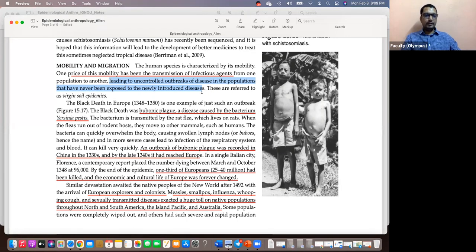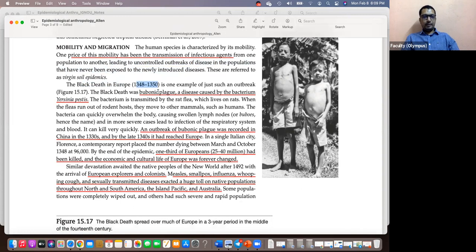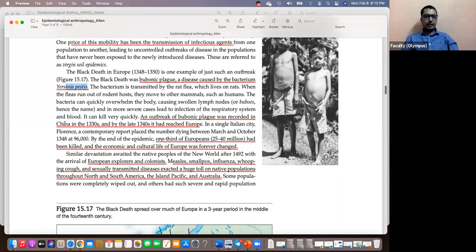There are several examples that they have given here. Plague, the Black Death in Europe, 1348 to 1350. They talked about the old scenarios in this article. Outbreaks of disease have happened, especially bubonic plague, or plague simply, caused by the bacterium Yersinia pestis. It spread through rats to humans. This outbreak had happened in China in the 1330s, and by the late 1340s it went to Europe. In a decade's time, from China, it went to Europe.